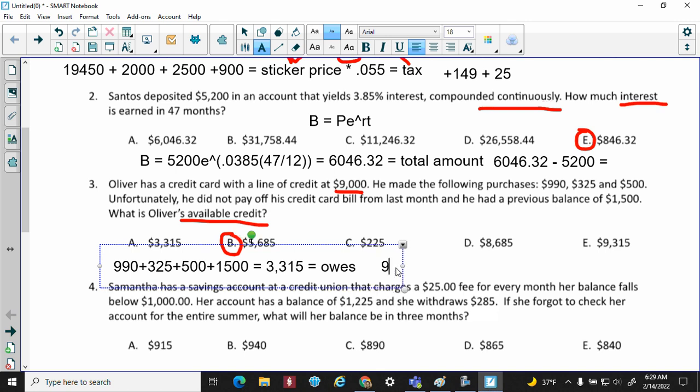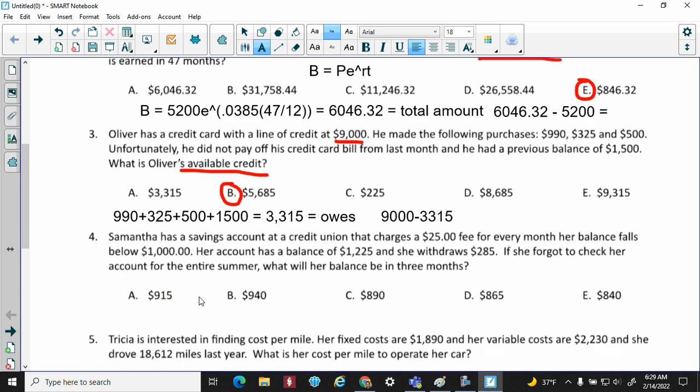So that means we need to take the credit line and subtract it by how much he owes. All right. Question number 4. The answer is D. All right, let's read it.